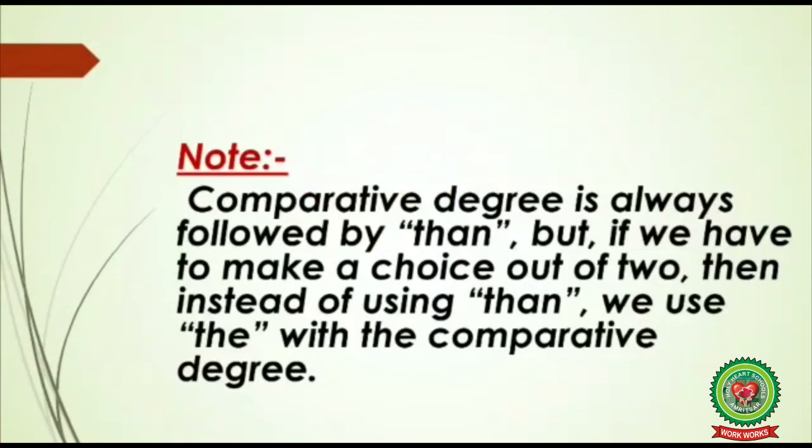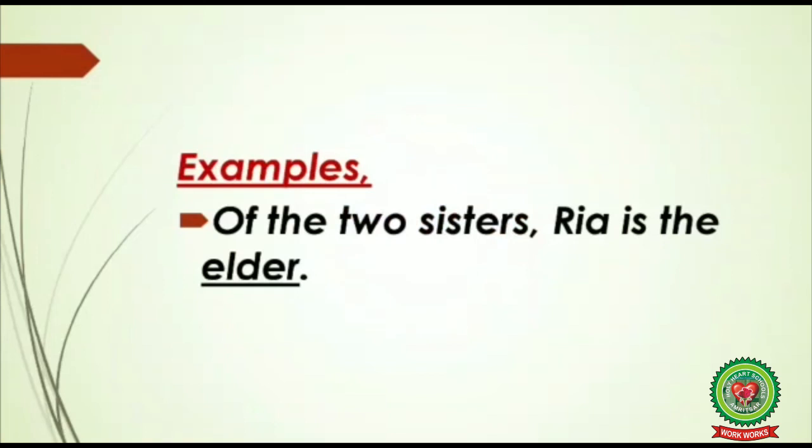Students, keep in mind that comparative degree is always followed by than, but if we have to make a choice out of two, then instead of using than, we use the with the comparative degree. Let's take up examples. Of the two sisters, Ria is the elder. Children, here we are talking about two sisters related by blood. So we are using elder. But we are making a choice out of these two. So we will use the with elder.